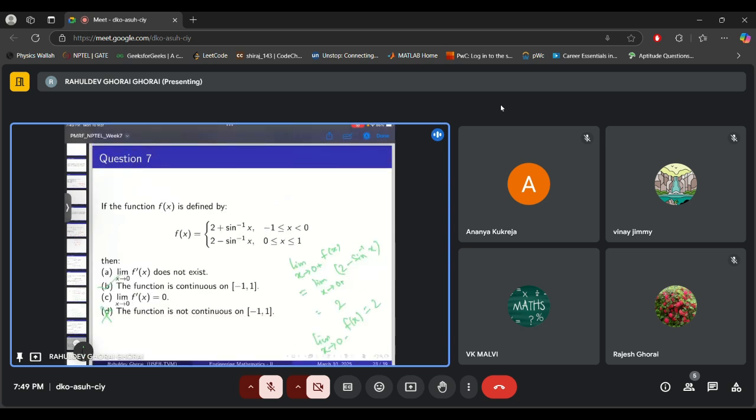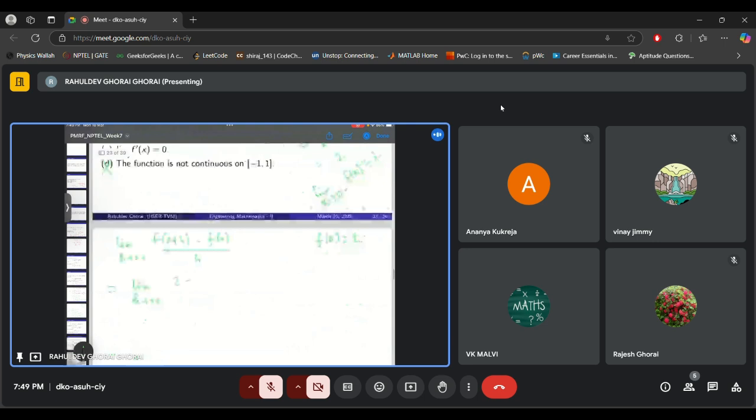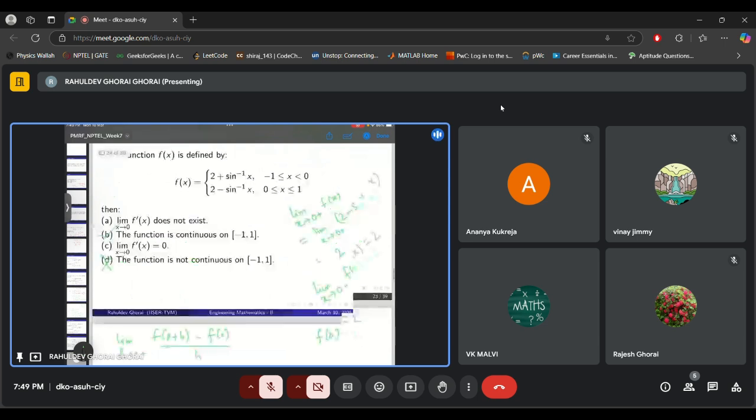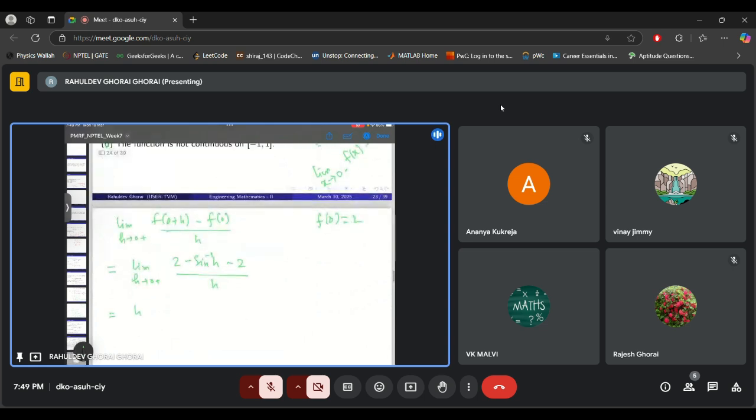0 plus h will be in this interval 0 to 1, so 2 minus sine inverse x. Here it is h, so 2 minus sine inverse h, minus f of 0. f of 0 will be 2, over h, right? So that gives limit h tends to 0 plus, negative I will take out, and then sine inverse h over h.